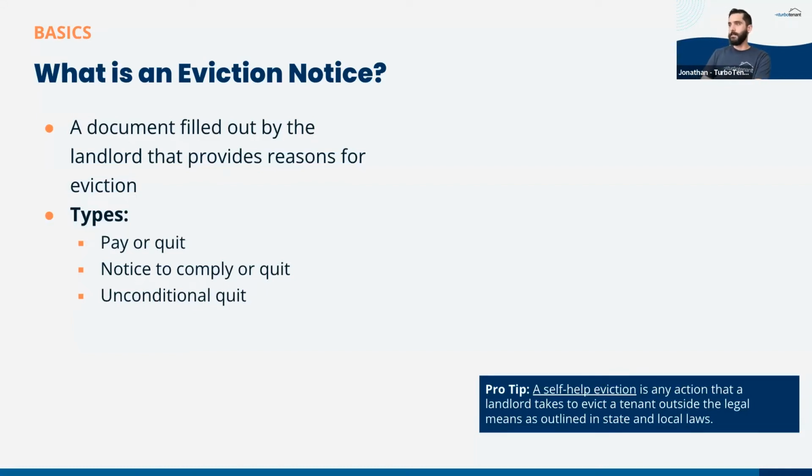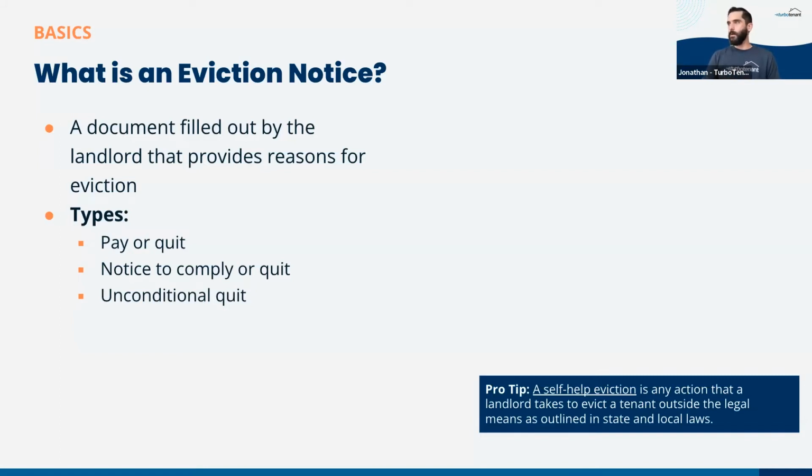So this is basically how you start the eviction process. If you have a problem tenant, or if something is a recurring issue, you would issue an eviction notice. This is a document filled out by the landlord that provides reasons for an eviction. And there are 3 types of this.